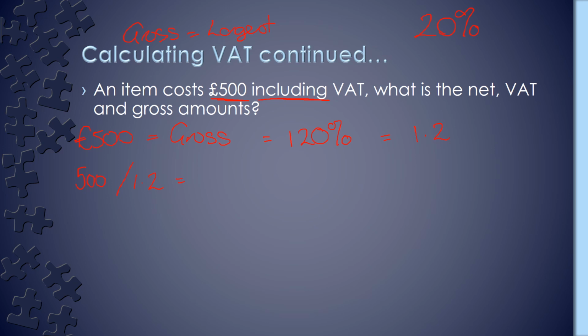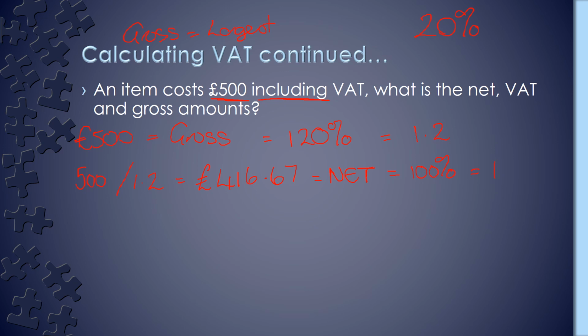So we're taking the VAT out this time, which then gives us 416.6, and we just round it up to 67. That is then our net amount, my apologies. So that is going to be our net amount there. We know our net amount equals 100%, and therefore it equals 1.